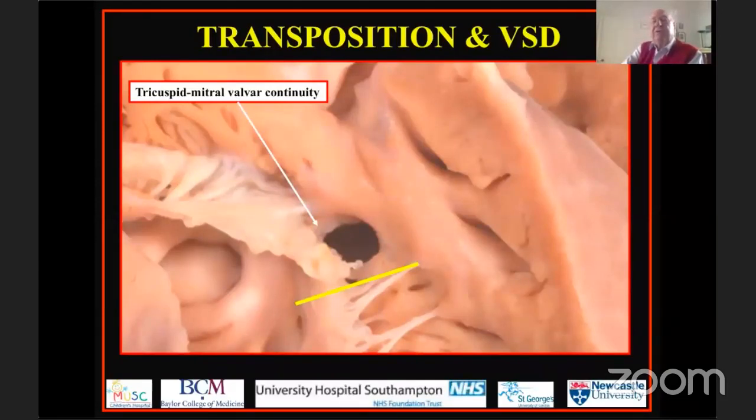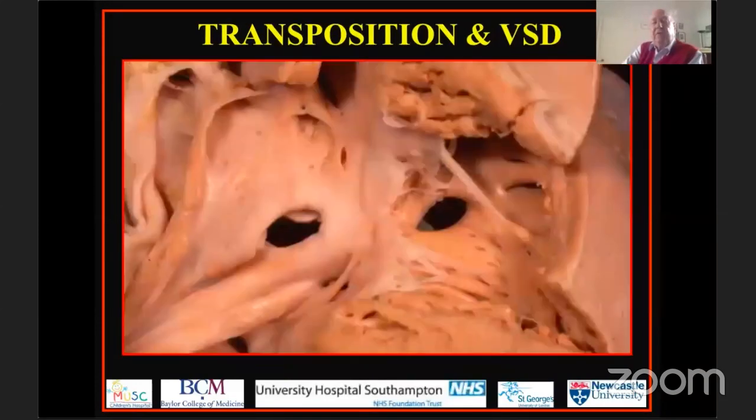But it is tricuspid to mitral continuity that is the phenotypic feature. Now here's one of the muscular defects that we might find in the setting of transposition, and what we particularly want to know is the relationship to the conduction axis. And we know the atrioventricular node will be found at the apex of the triangle of Koch. The right bundle branch will emerge beneath the medial papillary muscle.